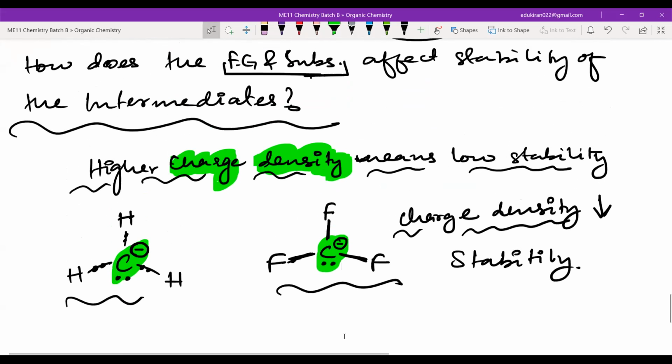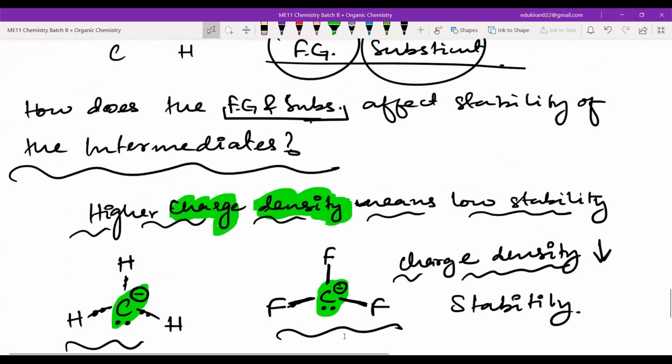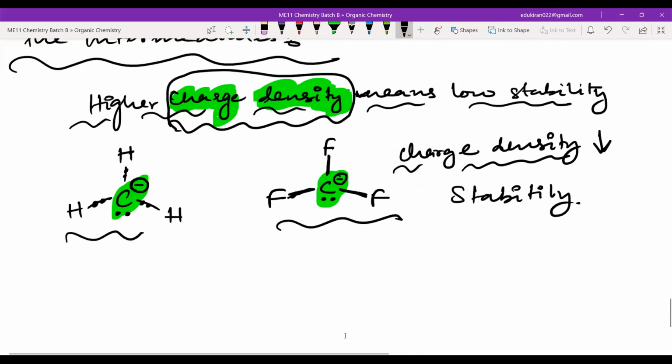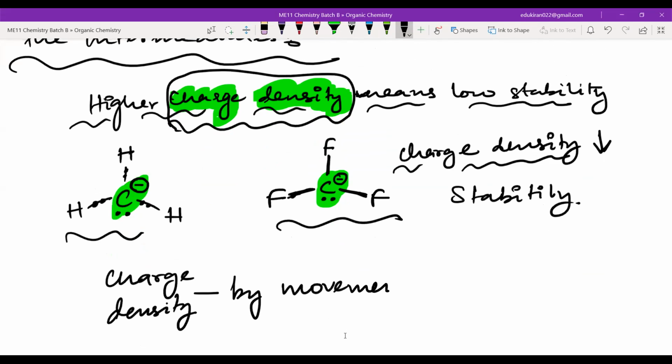So what did we start with? How do a functional group or substituent affect the stability of an intermediate? We obviously know that CH3 negative and CF3 negative are not similar. Will there be any effect of the fluorine? Next, we saw that they are affecting the charge density, and that means they are changing the stability. In the example, we saw that they are affecting the charge density by movement of electrons, or displacement of electrons.